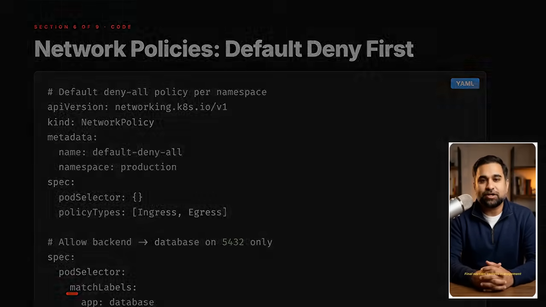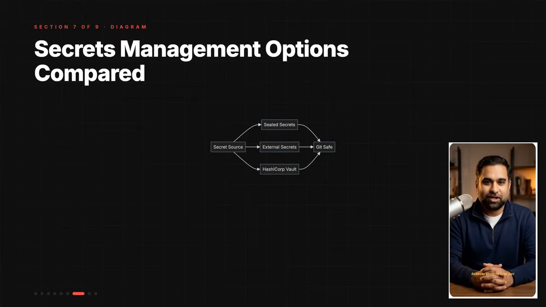Final section: secrets management and monitoring. Because security isn't just prevention, it's also detection and response. Kubernetes secrets are base 64 encoded, not encrypted. Anyone with access to the namespace can read them. That's not great. You have a few options to improve this.